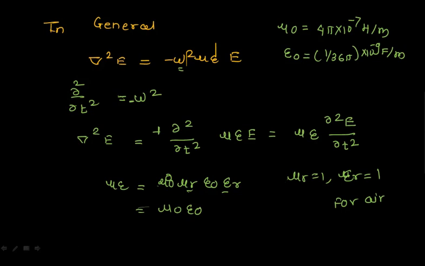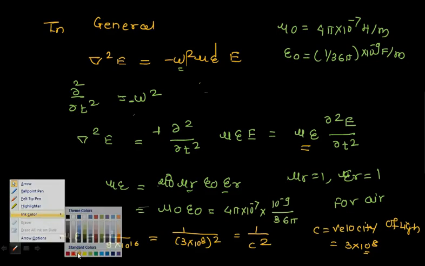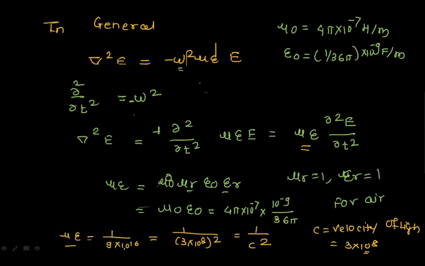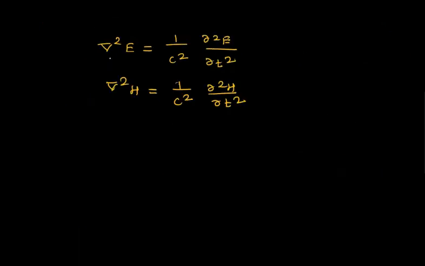So your mu epsilon will be 1 upon 9 into 10 raised to 16. We know that the velocity of light is 3 into 10 raised to 8, so just put 1 by c square in this place. Rewriting the equations, I can write del square E is equal to 1 by c square d square E by dt square. And similarly, it is true for magnetic field intensity, del square H is equal to 1 upon c square d square H by dt square.